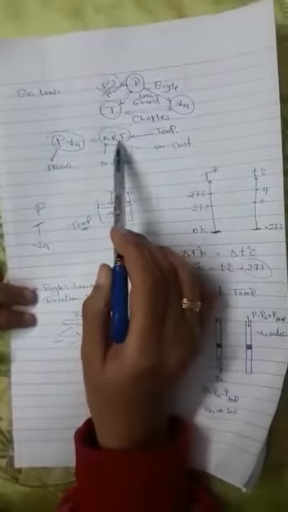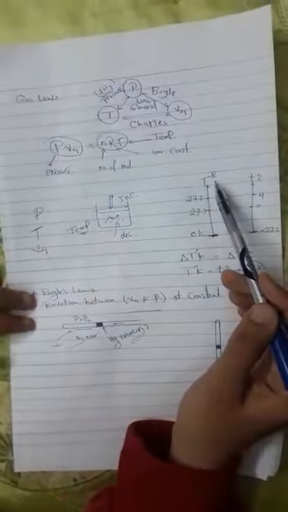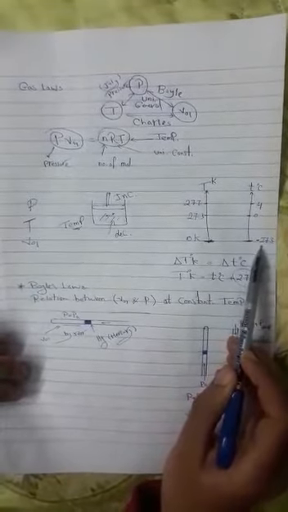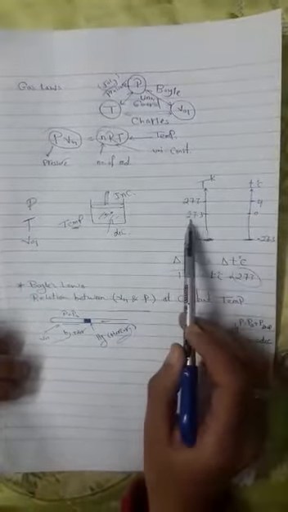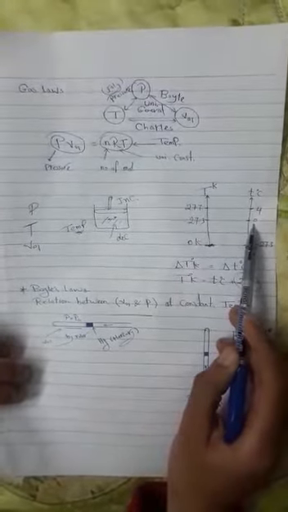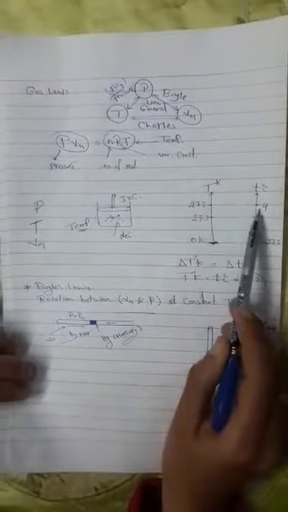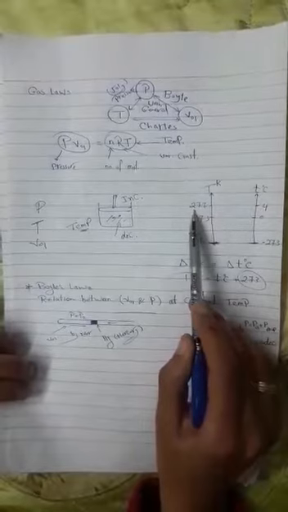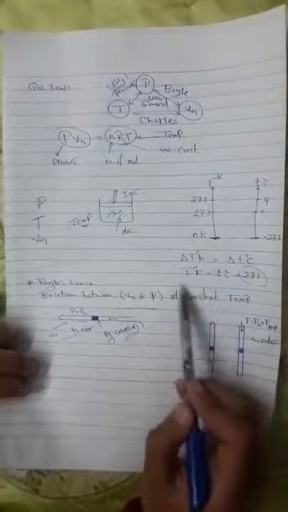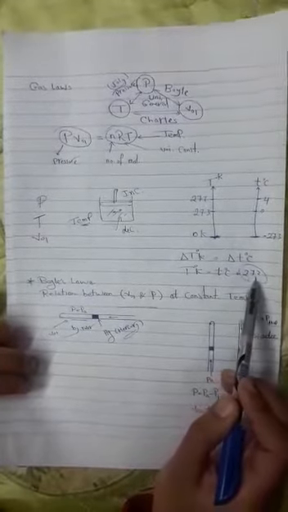When we talk about temperature, the units are Kelvin and Celsius. The relation between the Kelvin and Celsius scales: 0 Kelvin is equivalent to negative 273 Celsius. 273 on the Kelvin scale is equivalent to 0 Celsius. 4 Celsius is equivalent to 277. So the relation is: temperature in Kelvin equals temperature in Celsius plus 273.